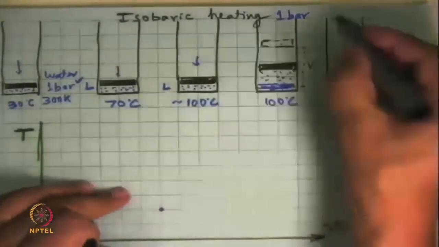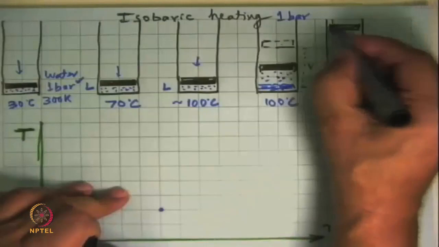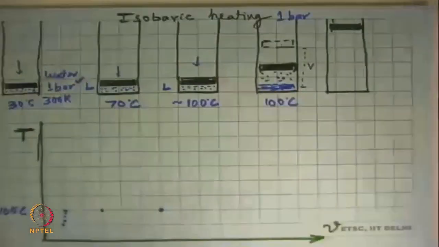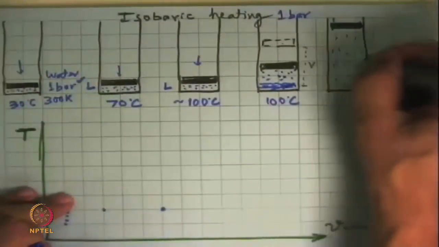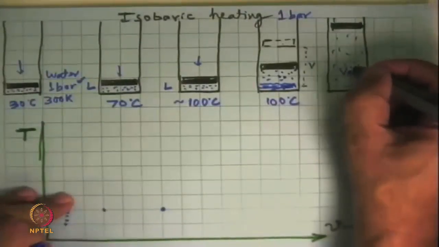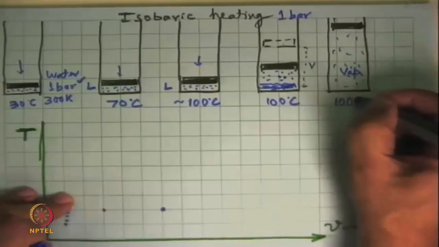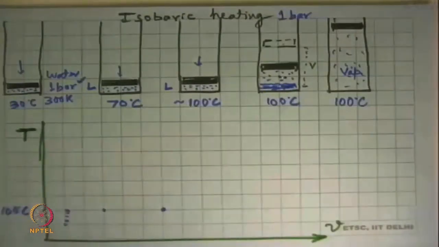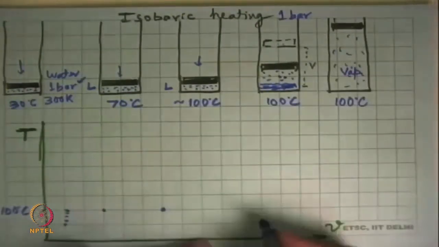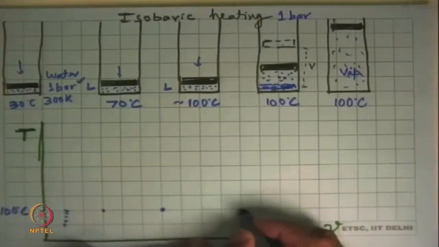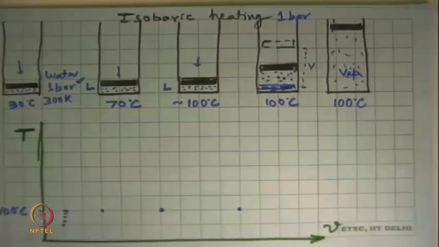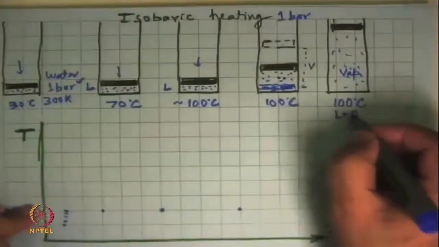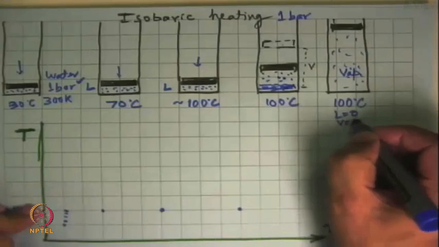We reach a point where the piston has gone up over there. Pressure is still 1 bar. And in this, all we have now is a vapor, but the temperature is still 100 degrees Celsius. So for this state, we can make a plot and say, okay, this comes over here, which means that at this point, liquid is 0 and vapor is complete, 100%.